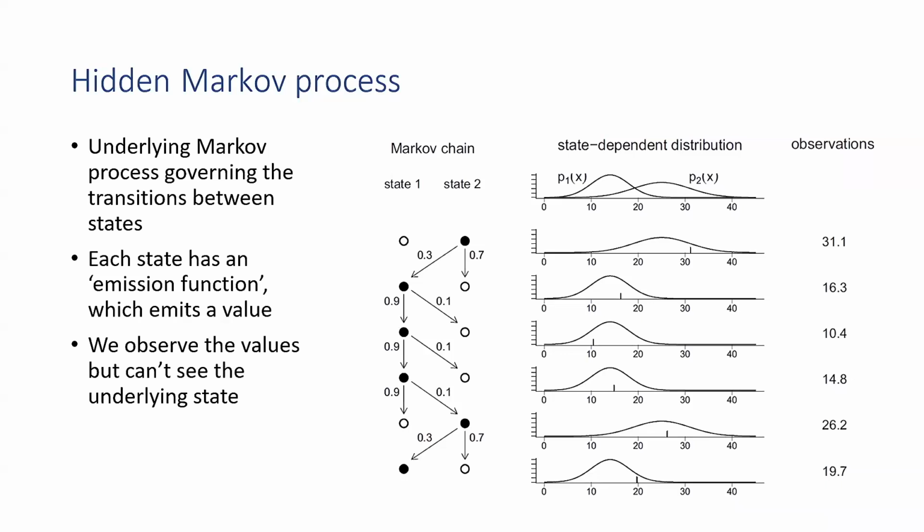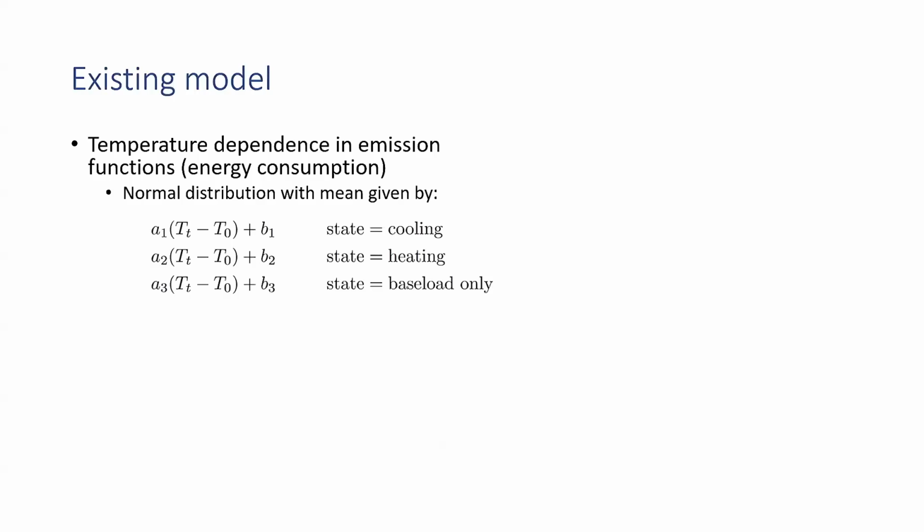So at this point, we might be seeing where the application to building energy comes in. So those observations are going to be like your consumption data. And there is an existing model in the literature where it has a temperature dependence in those emission functions. The emission functions are normally distributed, so a bell curve with some width, and the mean of those emission functions are going to be linear dependence on temperature. And those dependences can be different for each state, so heating and cooling have different characteristics in relation to temperature, and so that's what we want to capture.